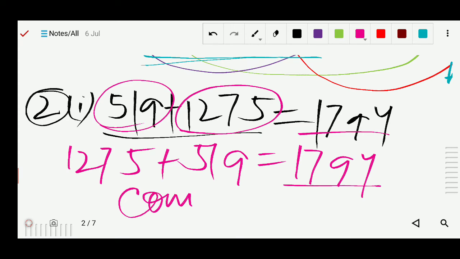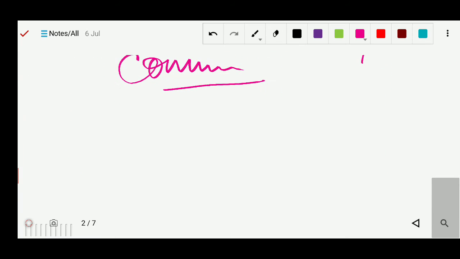Commutative property. Okay, because we are changing the order but still the answer is the same. We are swapping the numbers, and the answer is still the same. This is our commutative property. Next we will solve question number 3.